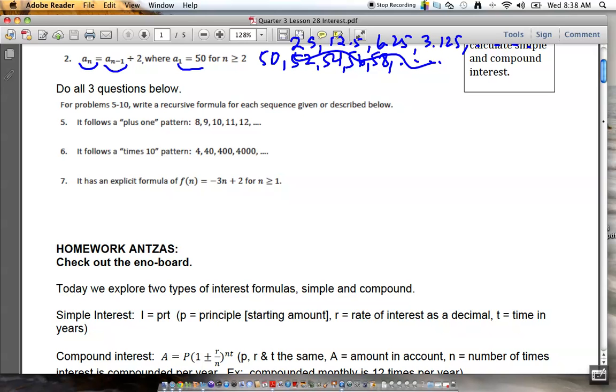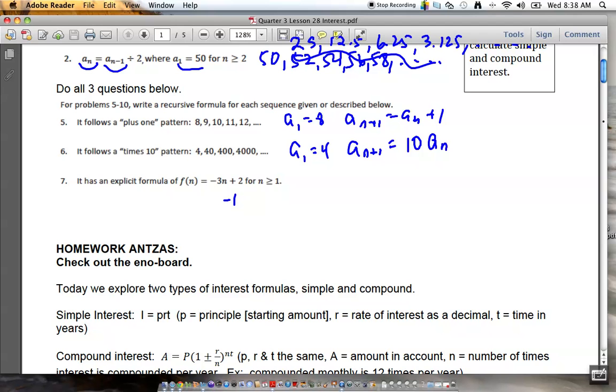Now, a plus 1 pattern. A sub 1 equals 8. The new term is the old term plus 1. Follows a times 10 pattern. A sub 1 is 4. A sub n plus 1, in other words, the new term is 10 times the old term. And then here, write an explicit, oh, that is the explicit formula. So if I put a 1 in there, I'm going to get negative 3 times 1 is negative 3, plus 2 is negative 1.